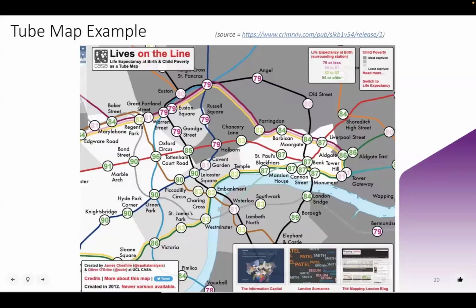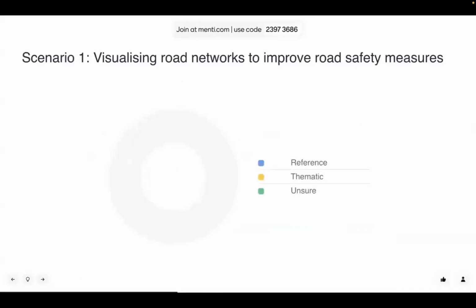If you'd like to head back over to Mentimeter, we're going to participate in a little quiz where we explore a few scenarios that help us to understand the differences between the two. So, in scenario 1, let's just say that you are visualizing road networks to improve road safety measures. Would you class this as a reference map or a thematic map?